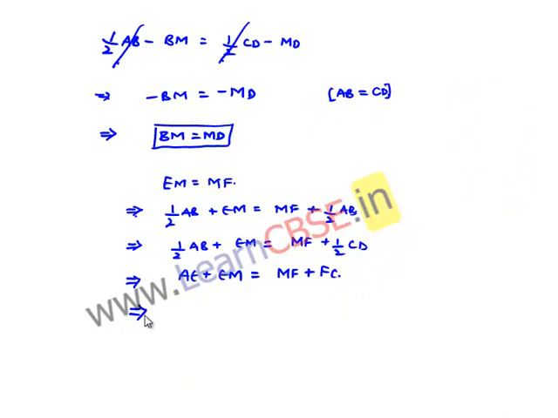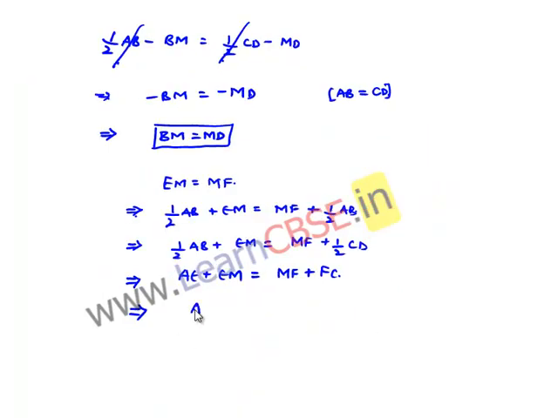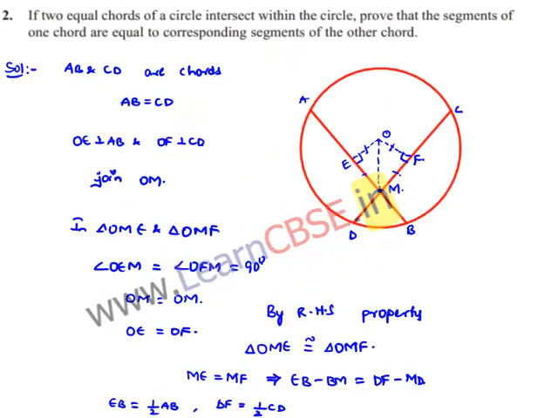Therefore, now again from the figure we get AE plus EM is equal to AM and MF plus FC is CM. Therefore, here we got AM is equal to CM. Now, by the results 1 and 2, we can say that if two equal chords of a circle intersect within the circle, the segments of one chord will be equal to the corresponding segments of the other chord.